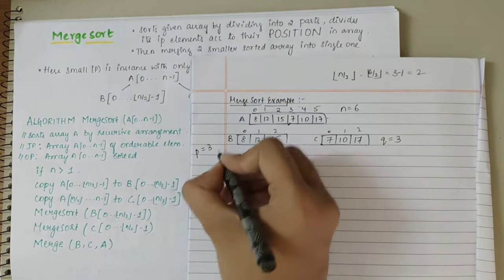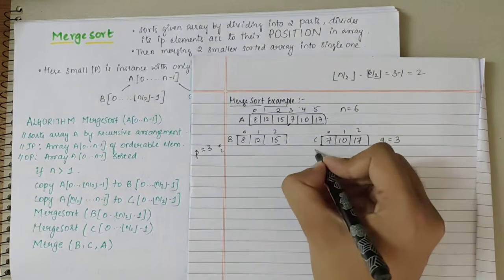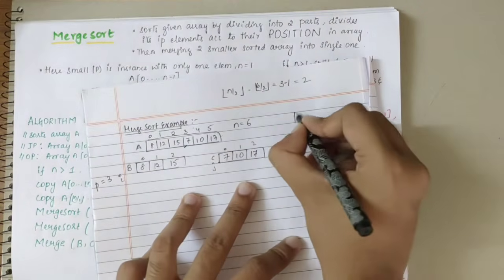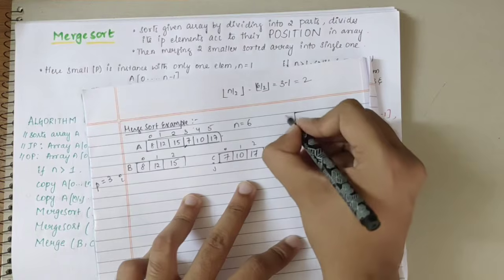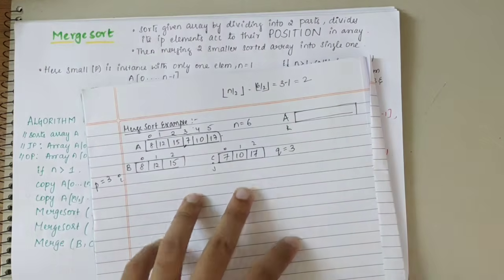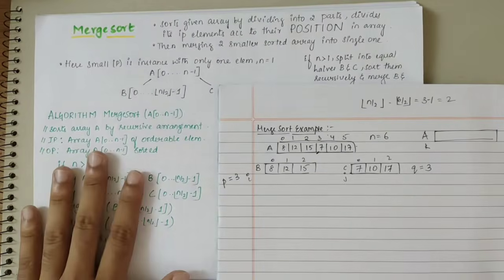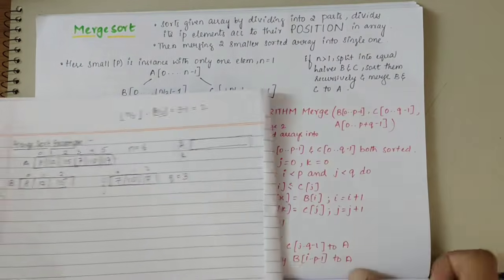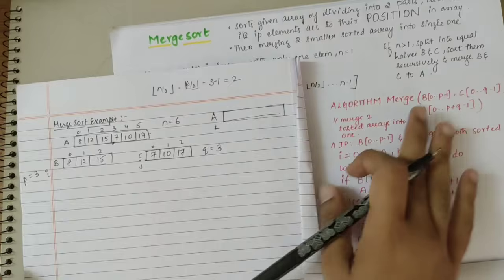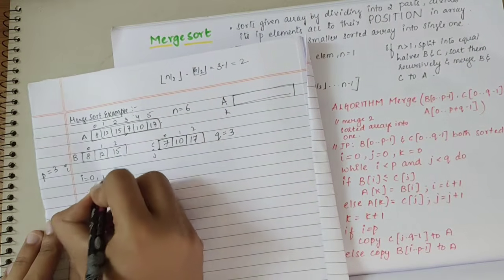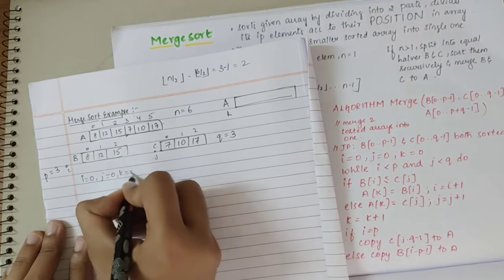And I will allot I to B and J to C. Along with that, in order to write the sorted array, I'll make use of K. Okay. So initially, this part, we are done with this part, that is splitting. Now let's look into this part, the merging part. So initially I'll be taking I is 0, J is 0 and K is 0.